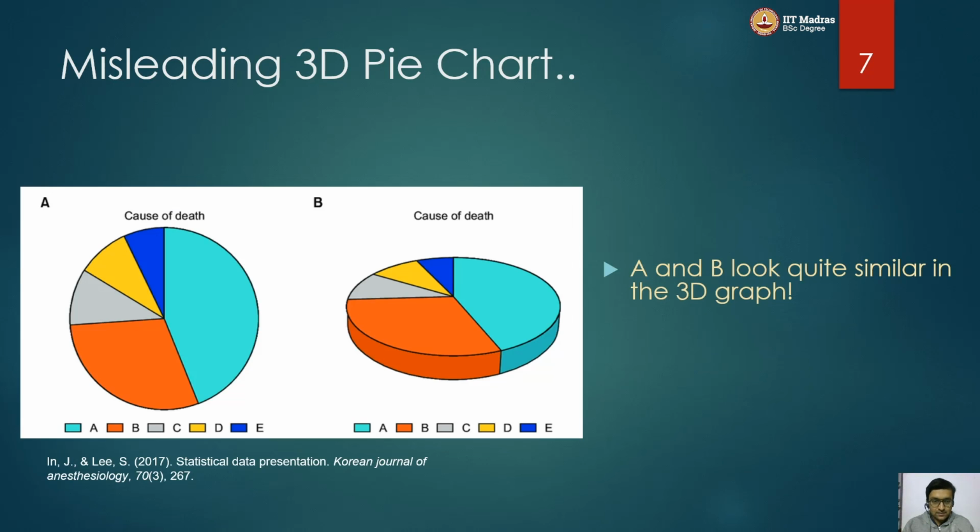And this is the other diagram. Here, if you compare both these charts, in the 2D chart, you can clearly see that the share of item A is a lot more than that of B. However, in a 3D pie chart, you can see that both A and B share look similar.